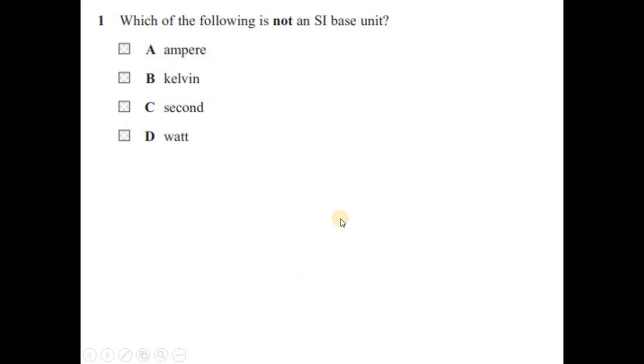Which of the following is not an SI base unit? So you need to see the SI base unit. Ampere is an SI base unit, Kelvin is also an SI base unit of temperature, second is the SI base unit of time, while watt is a unit of power and this is not an SI base unit, so your option is D. That means watt is not an SI base unit, so your option is D.